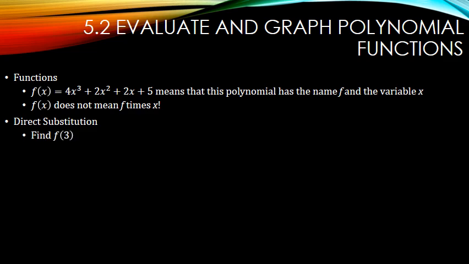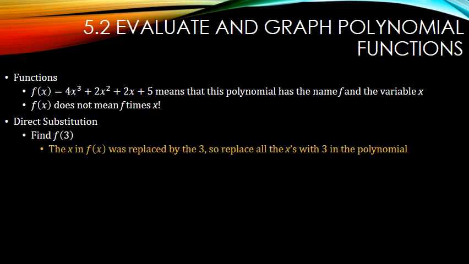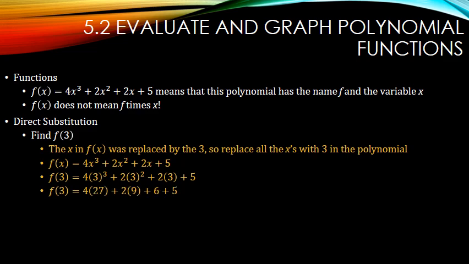If we need to find f of 3, notice the x in f of x was replaced by a 3. So you replace all the x's with 3 in the polynomial. So here's our polynomial function. To find f of 3, replace all the x's with 3's. Then simplify. 3 cubed is 27. 3 squared is 9. 2 times 3 is 6. Combine all that, you get 137. So f of 3 is 137.